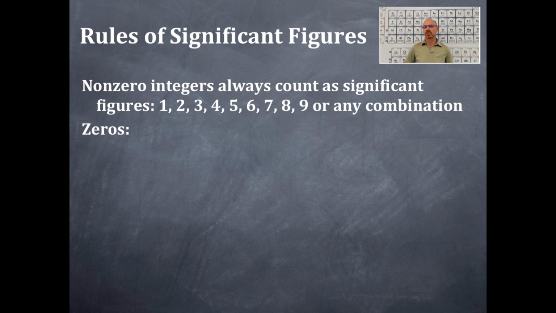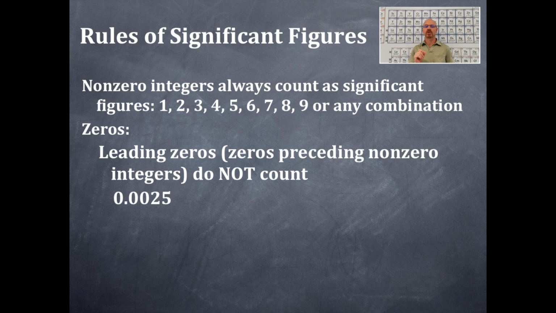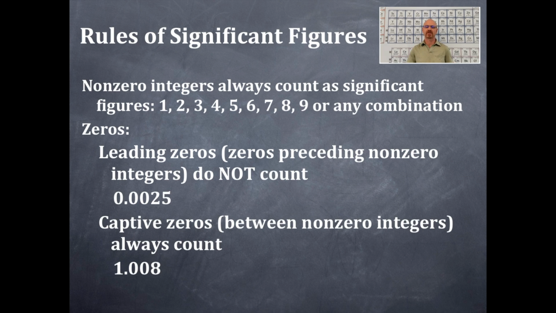Next one is rules of zeros. There are actually 3 rules of zero, so here's the first rule of zero. Leading zeros do not count. Leading zeros are zeros preceding a non-zero integer. There's a number 0.0025. We're going to come back to that number in just a second. The second rule of zeros is captive zeros. Captive zeros always count. Captive zeros are between non-zero integers.